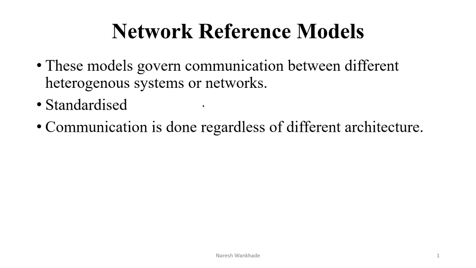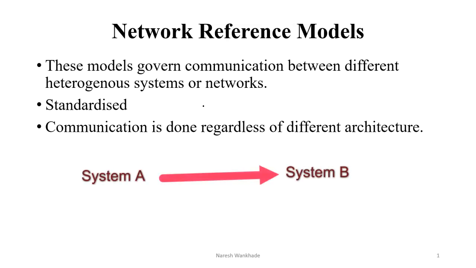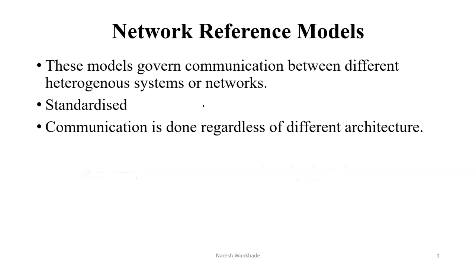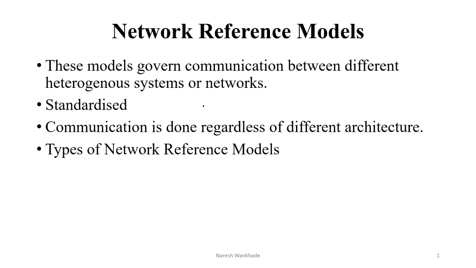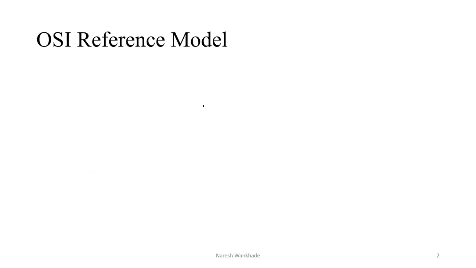With the help of network reference model, communication is done regardless of different architecture. Means system A wants to communicate with another system B, though the architecture of two systems, that is A and B, is different, but they are able to communicate with each other with the help of network reference model. There are two types of network reference models. First one is the OSI reference model and second one is the TCP/IP reference model. So let's see OSI reference model first.